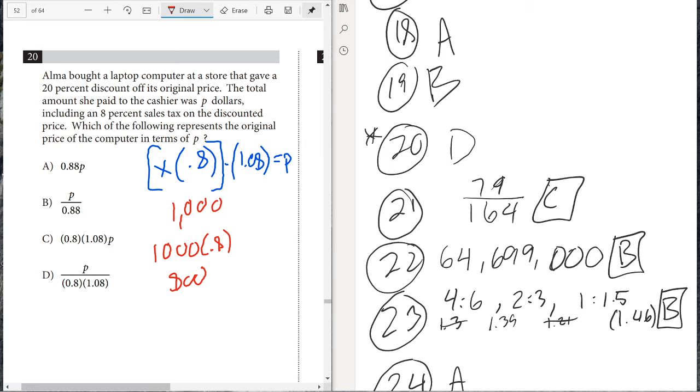And then total amount she paid to the cashier was P dollars, including an 8% sales tax on the discounted price. Yeah, yeah. So I already did it right. So 1.08. So 800 times 1.08. I don't feel like doing that in my head.